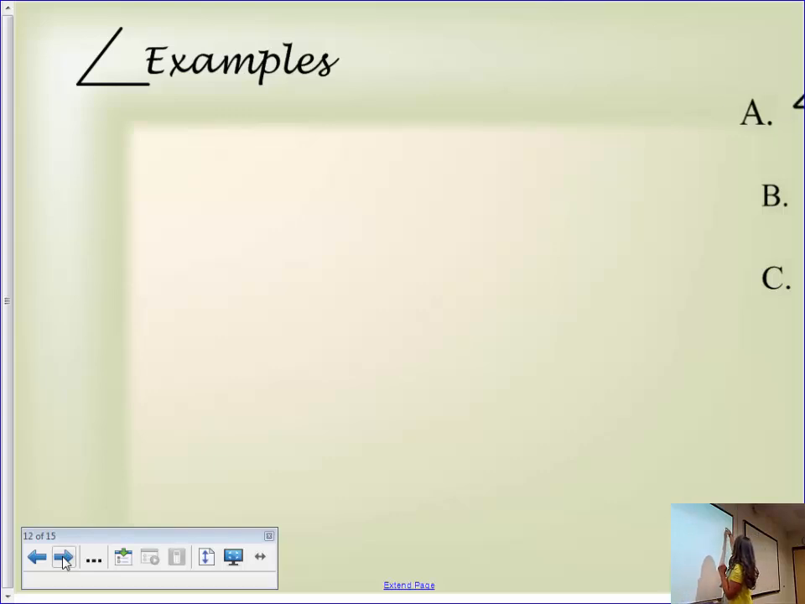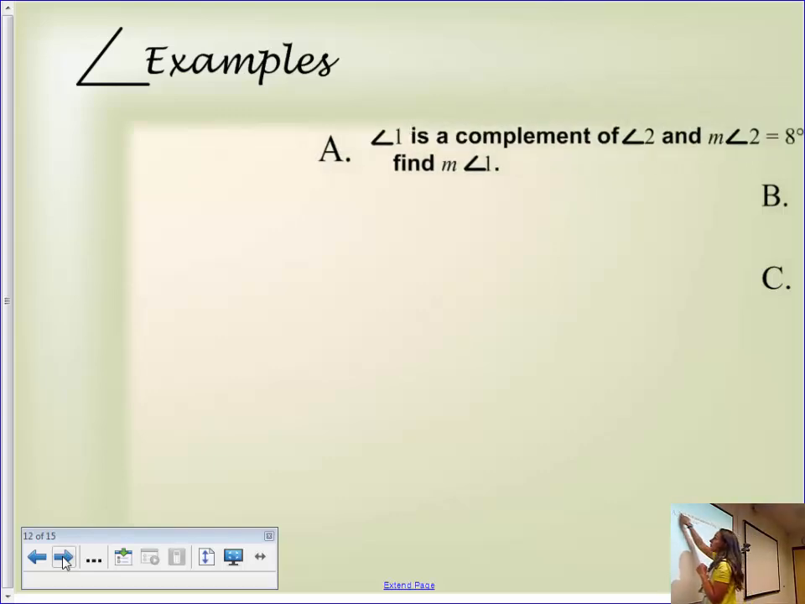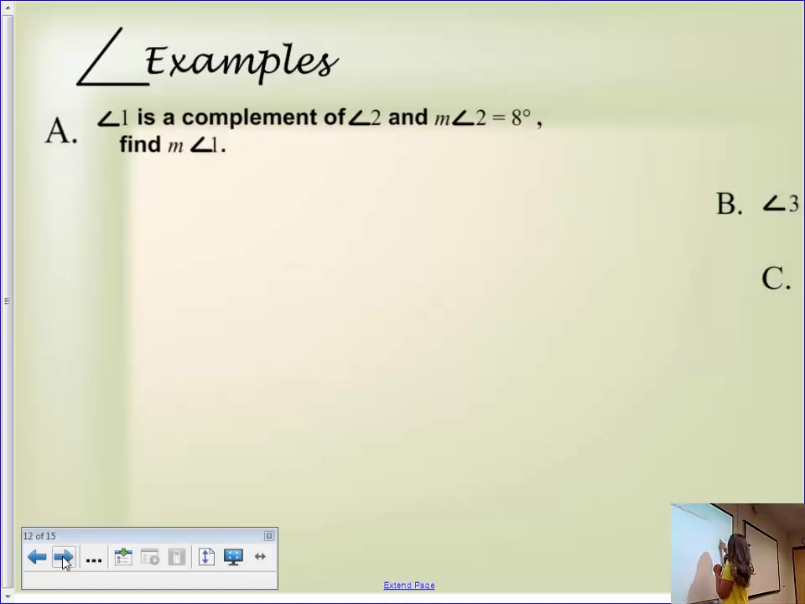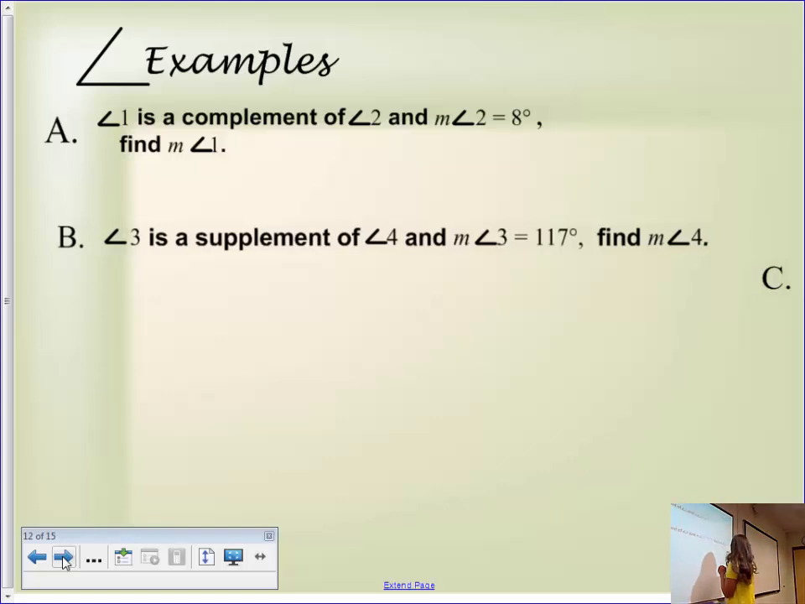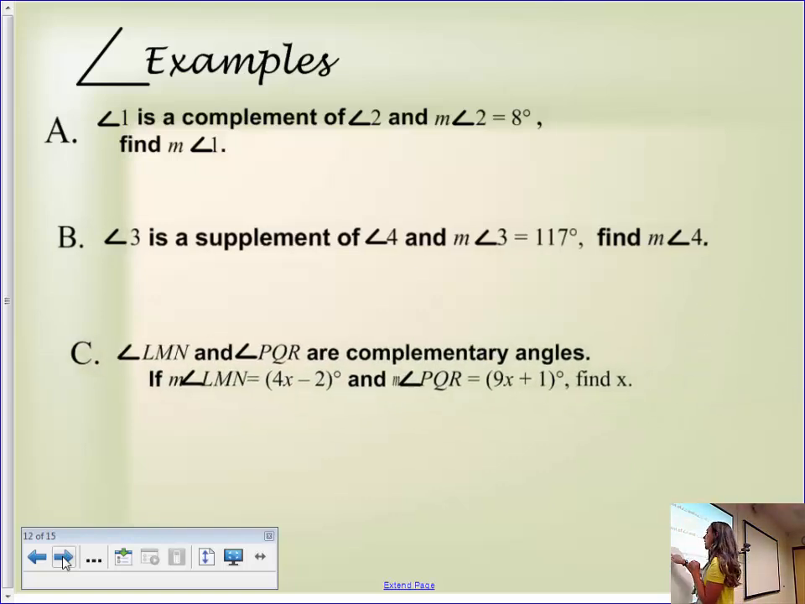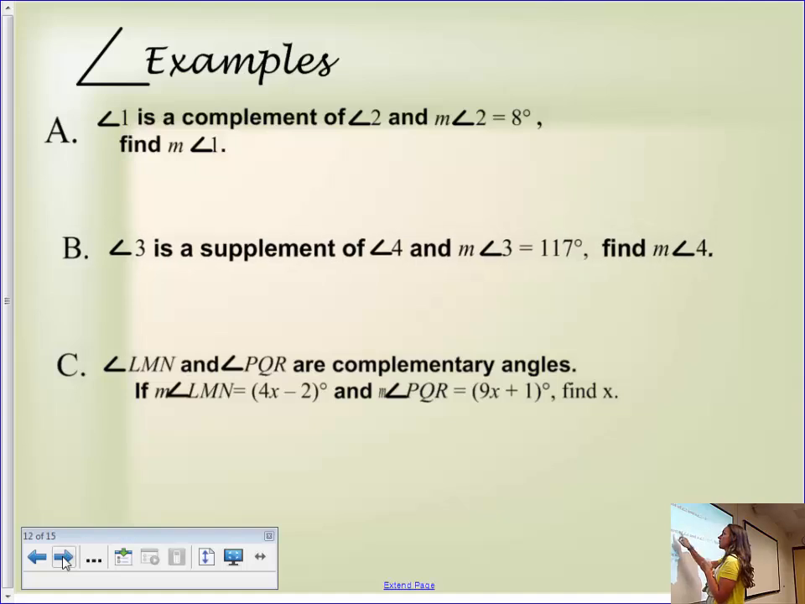I'm moving ahead of myself. Let's do some examples and some word problems. I'm going to go ahead and scroll these out. If you want, pause it and see if you can figure out these three on your own before we go through it. If not, just follow along with me as I go through these three examples.